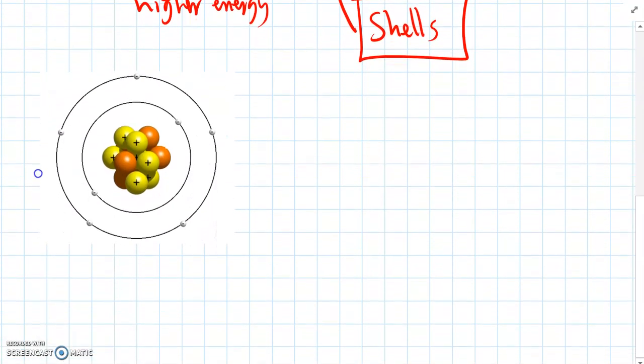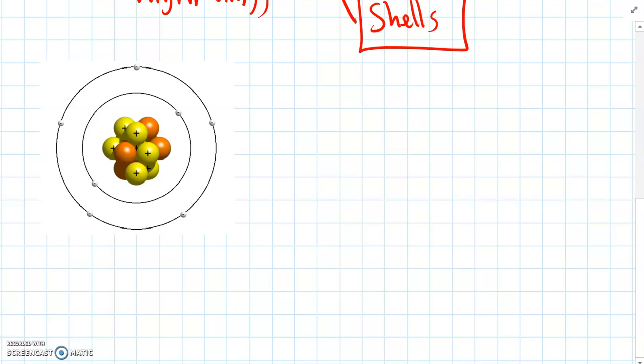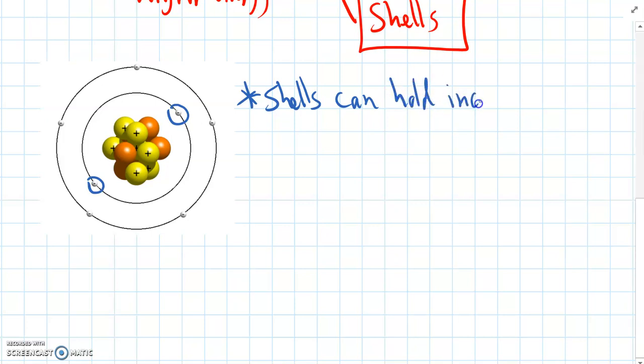So after that, with further work, they started to discover that each electron shell can only hold certain numbers of electrons. And you might have seen that in every picture of an atom that you see, there's only ever 2 electrons in that first shell. So shells can hold increasing numbers of electrons.